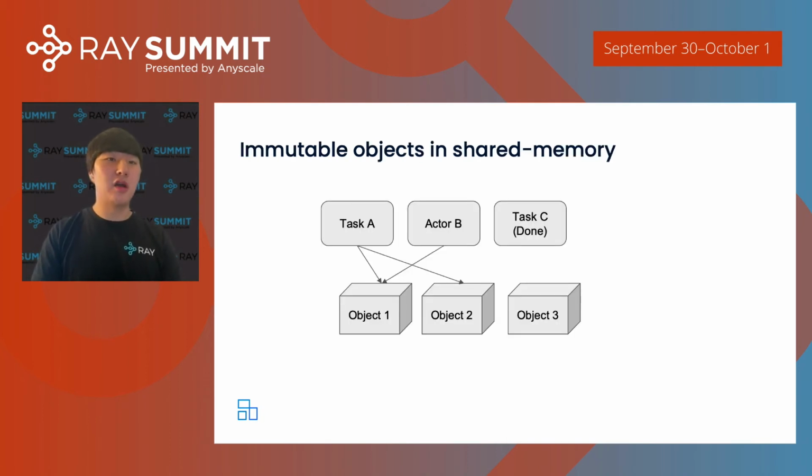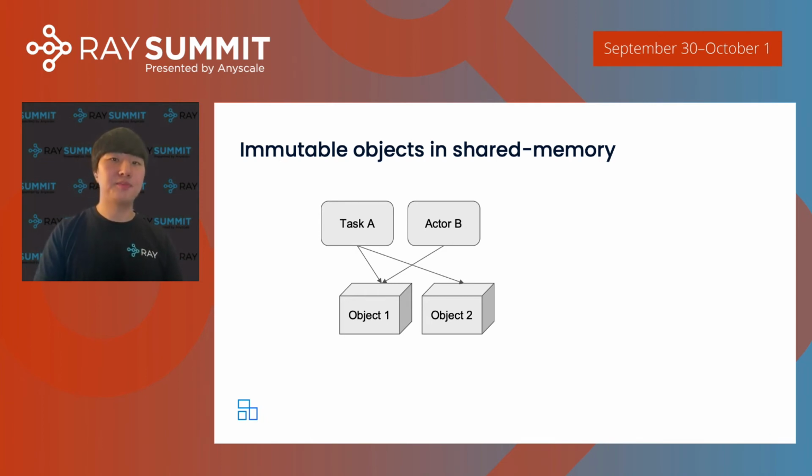Let's suppose task C is done earlier than other tasks. In this case, the reference to object 3 is fully gone, and object 3 is garbage collected. This is how all the Ray objects are automatically managed.